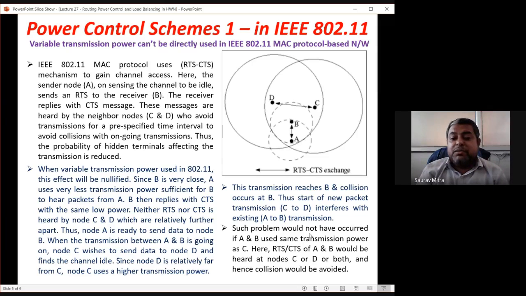Such a problem would not have occurred if A and B used the same transmission power as C. That means A's transmission radius is big, A to C. If A had transmitted with bigger power, then C would have known about AB transmission from the beginning, and while AB transmission is going on, C would not have tried. Hence, RTS CTS of AB would be heard at nodes C and D both, and hence a collision would be avoided. Collision avoided means C will not even try to transmit any data.